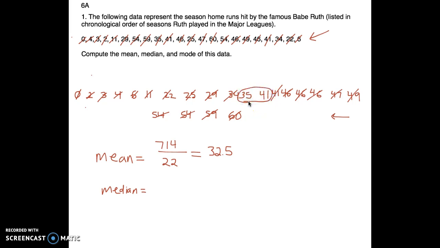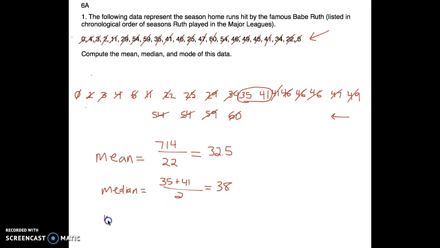So the median, you can't say 35 and 41. The median can only be one number. So because of this, you're going to have to find the average of 35 and 41 to find the number that's in between that. So 35 plus 41 and divide that by 2, you'll end up with 38.